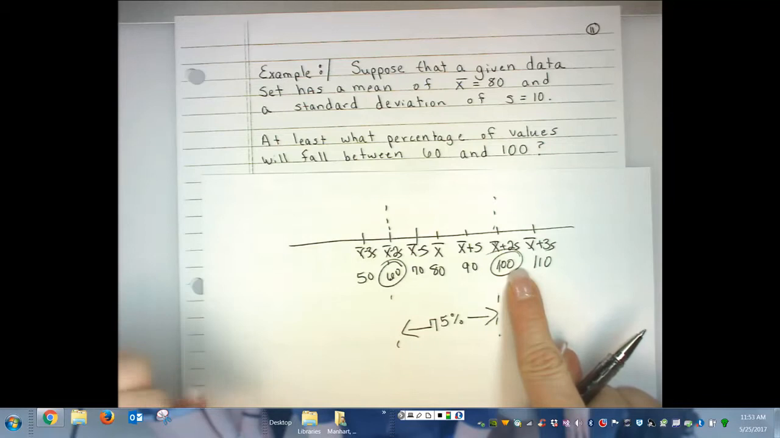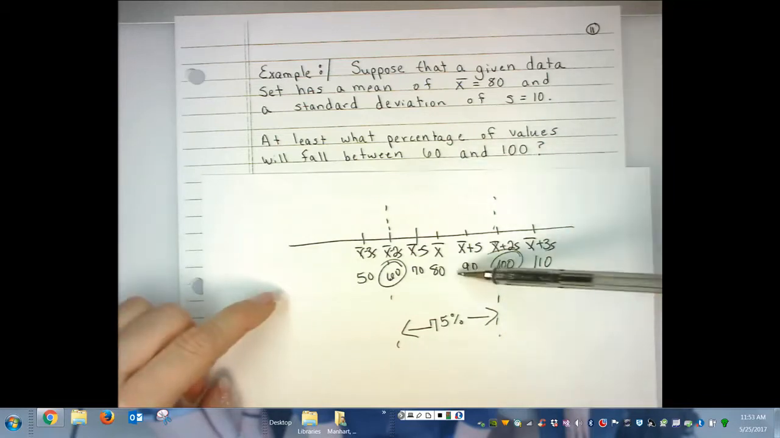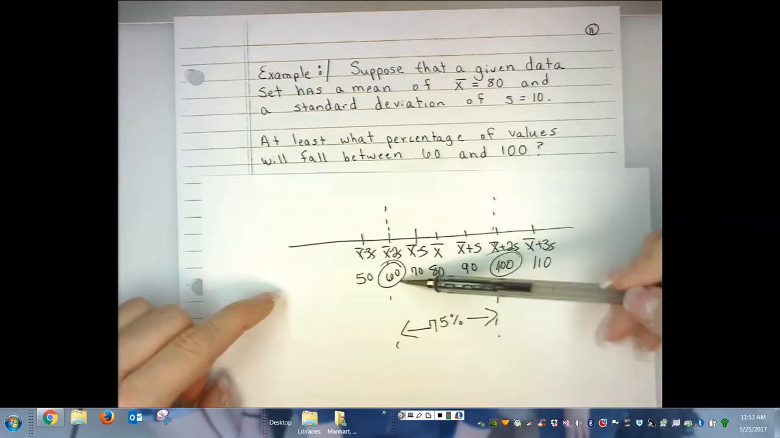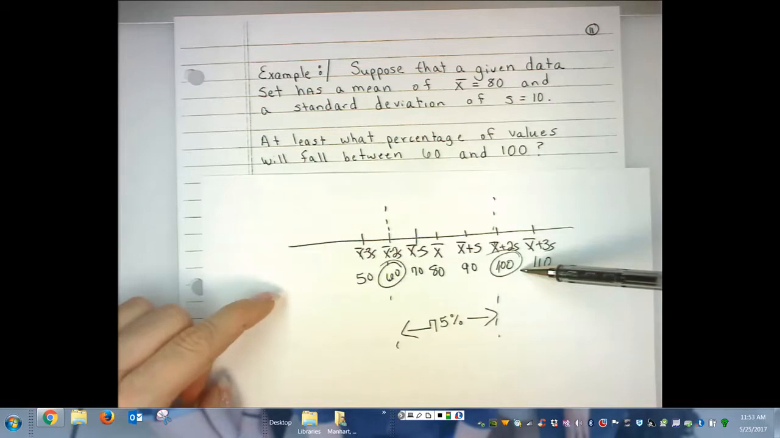All you have to do is follow the steps. Because at the very beginning, if you don't draw this graph, you're not necessarily going to see, hey, 60 falls at 2 standard deviations below, and 100 falls at 2 standard deviations above, without the graph. You're not going to see that. You'll have to go through the steps to find that K is 2, so that you know your percentage promised by Chebyshev.